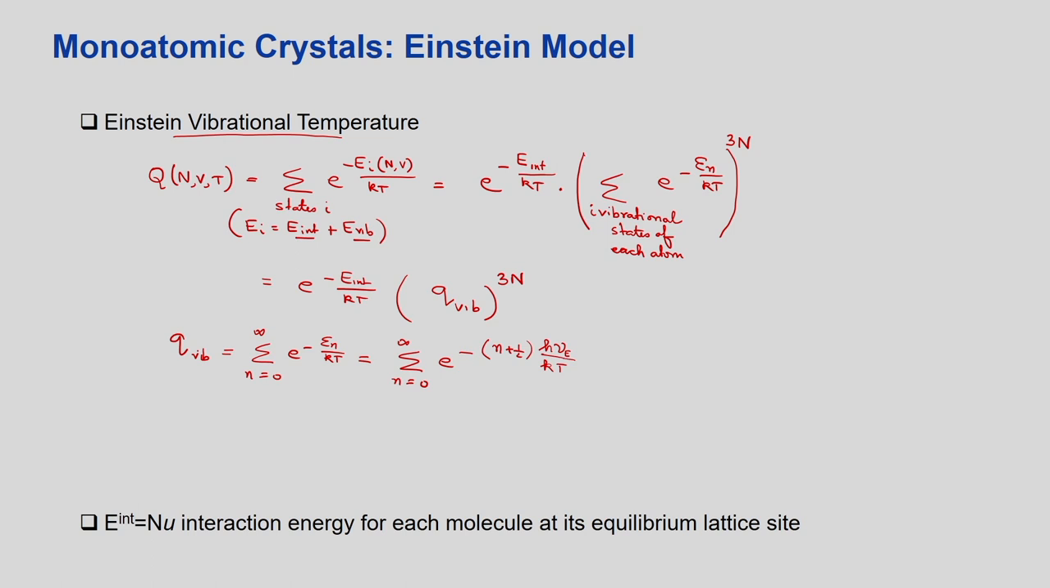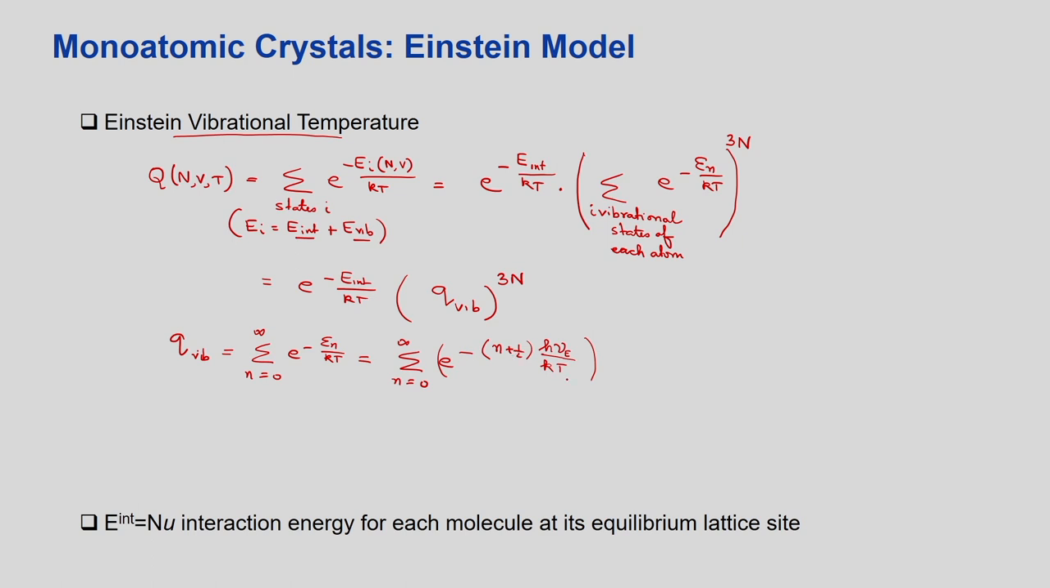Okay, n plus half into h nu e was the energy term, kT was already there in the denominator. So n plus half, instead of this frequency, I have written here the Einstein frequency. That is it. So now the entire problem comes down to the summation of this term. Now this summation, I can again break into a sum of two terms: n into h nu e by kT plus half into h nu e by kT.